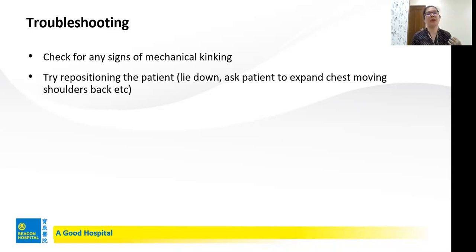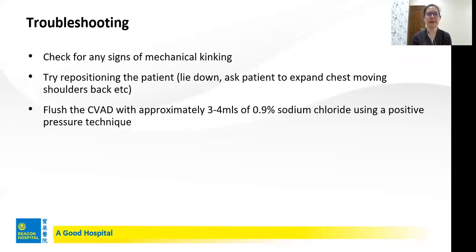Okay. Second, try to reposition the patient. You will observe some of your senior will ask the patient, stand up, turn the neck, move the arm, twist the chest, or moving the shoulder back, all this. So try to reposition the patient. Thirdly, you can attempt to flush the CVAD with about 3 to 4 ml normal saline, only normal saline, not other solution, yeah, using a positive pressure technique.